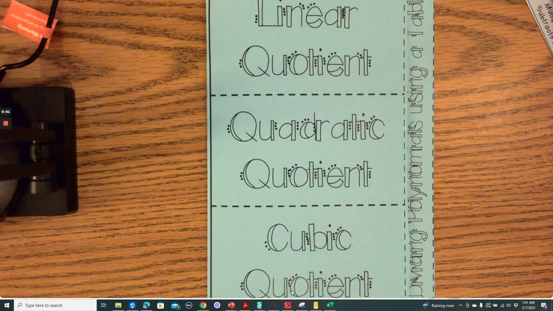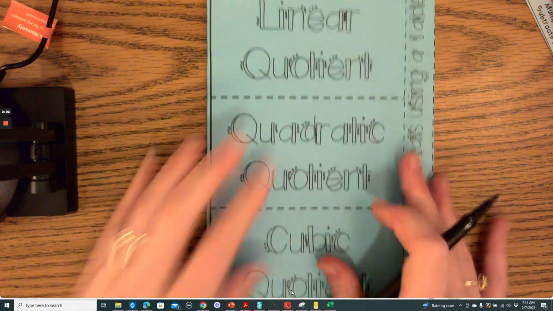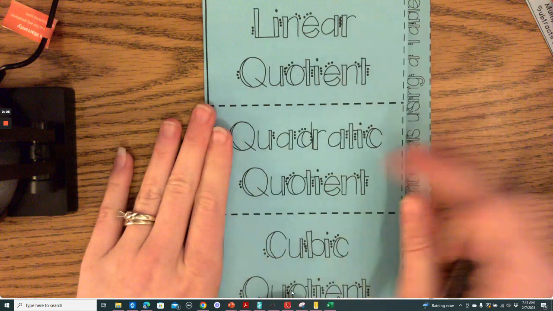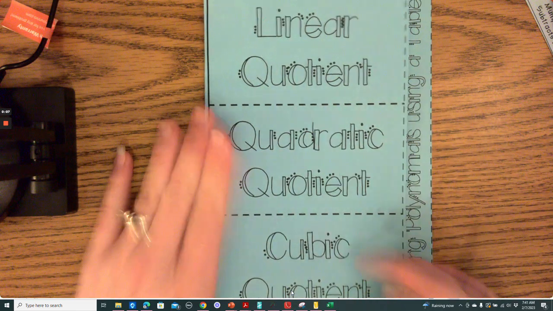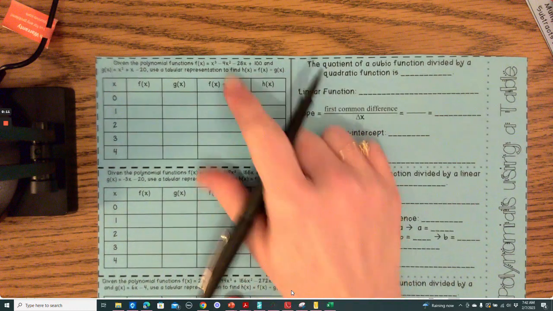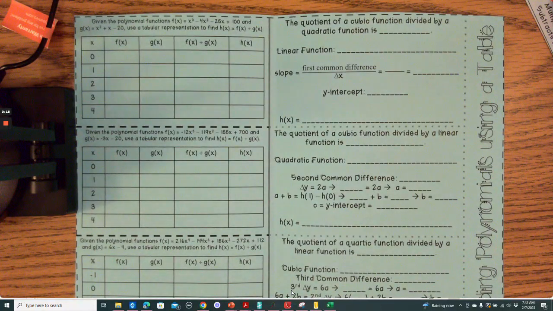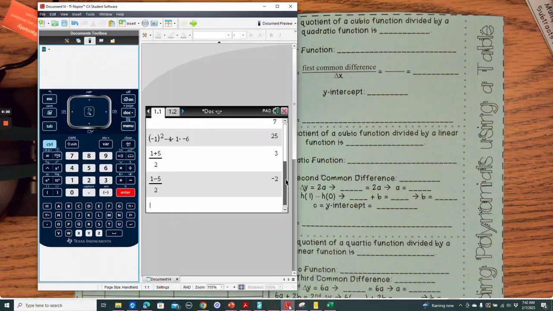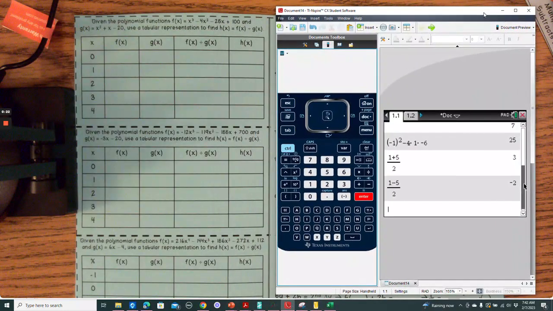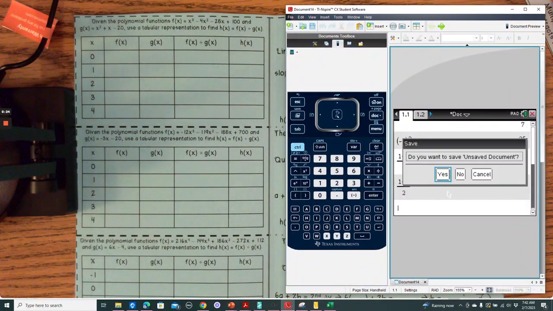This video is for dividing polynomials using a table. So we're going to do this where we get a linear quotient, a quadratic quotient, and a cubic quotient. So our first one here, if we divide a cubic by a quadratic, we are going to get a linear function. So we're going to use tables to do this. And the easiest way to probably do this and to make your tables is using a graphing calculator.